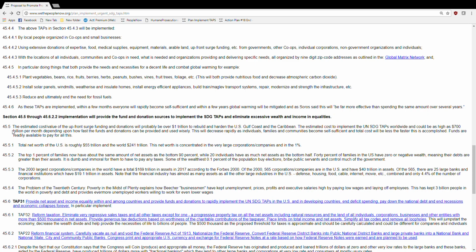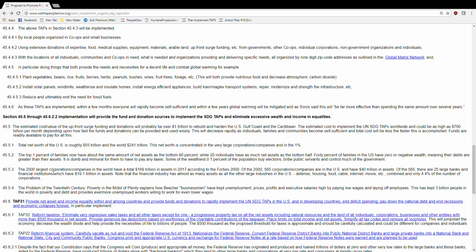Now, that's a lot of money. $1 trillion and 700 billion per month would be about 10 trillion per year. However, there's plenty of money, and there's some total numbers here. The ones I wanted to point out is in paragraph 45.5.3.